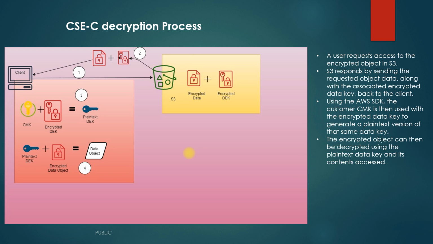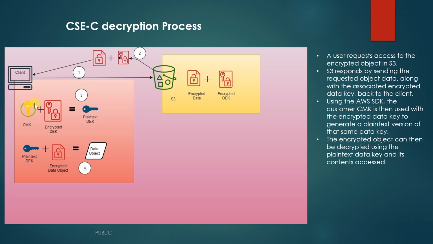So we will also be looking at the decryption process for this mechanism. The client makes a request to S3 to retrieve the object which is stored in S3. As we also know, in S3 the encrypted data object is stored along with the ciphertext version of the data encryption key, which is stored in the metadata of our data objects. In the subsequent step, S3 responds to the client by sending the encrypted data object as well as the ciphertext data encryption key.